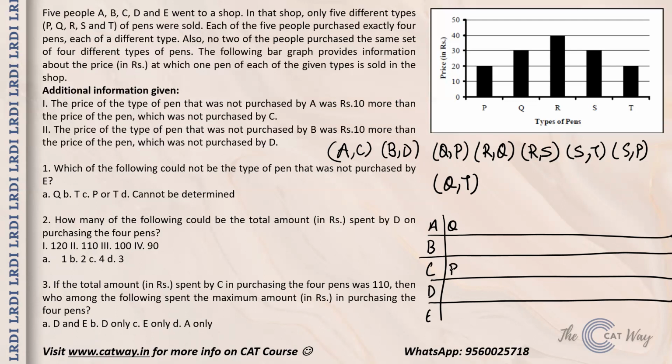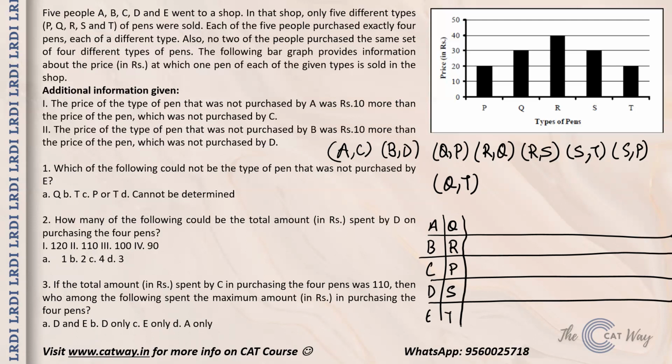Then what are the possibilities, guys? What are the possibilities that we have? One possibility is that B and D do not buy R and S, and in that case, T will not be bought by E. Okay, is there another case possible?